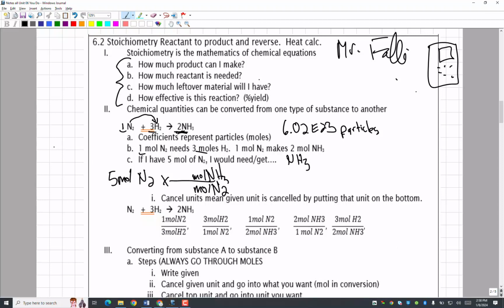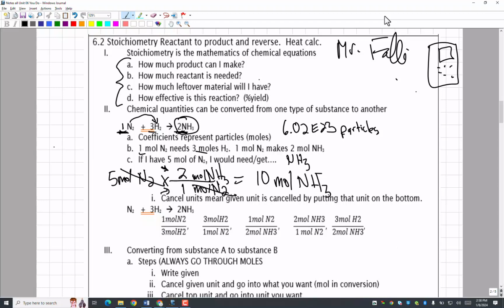So I need a relationship. Remember how the top has to equal the bottom? Well, 2 moles of NH3 will equal 1 mole of N2. That's your coefficient. So 5 times 2, notice how moles of N2 cancel. 5 times 2 is 10, and the unit I'm left with is moles of NH3.